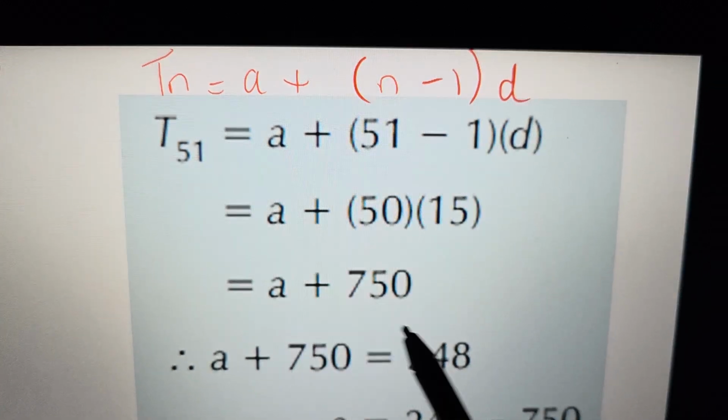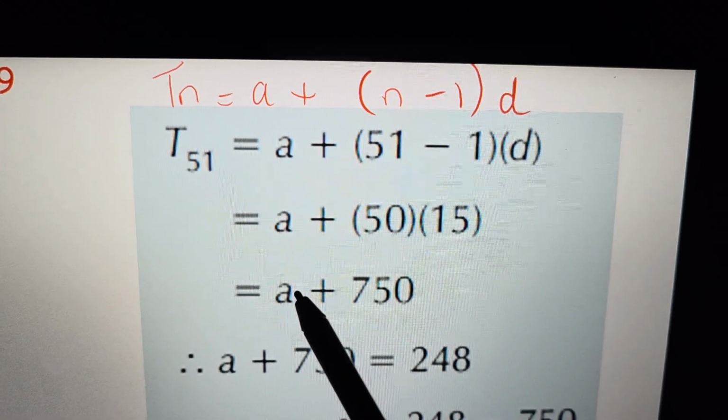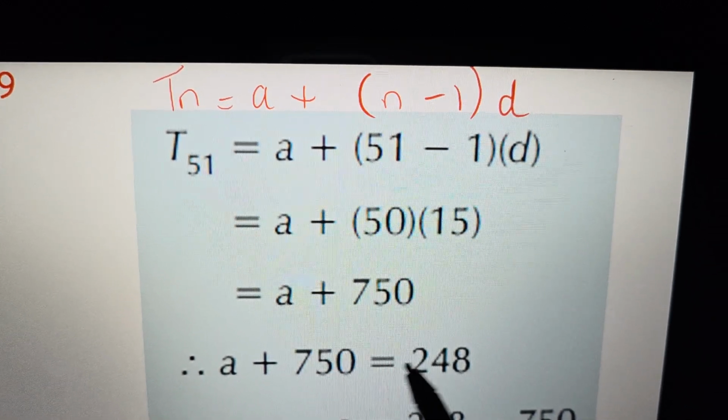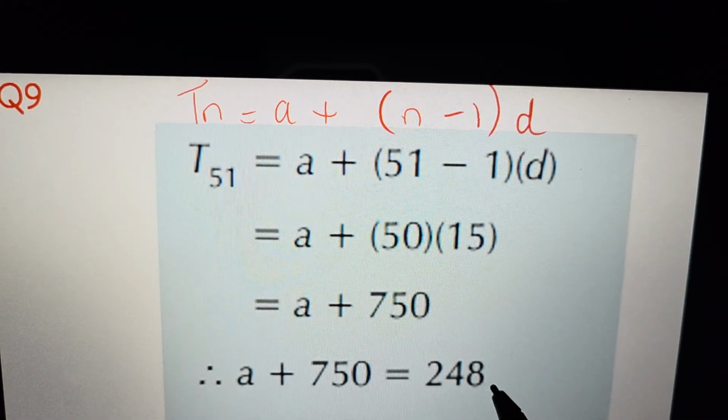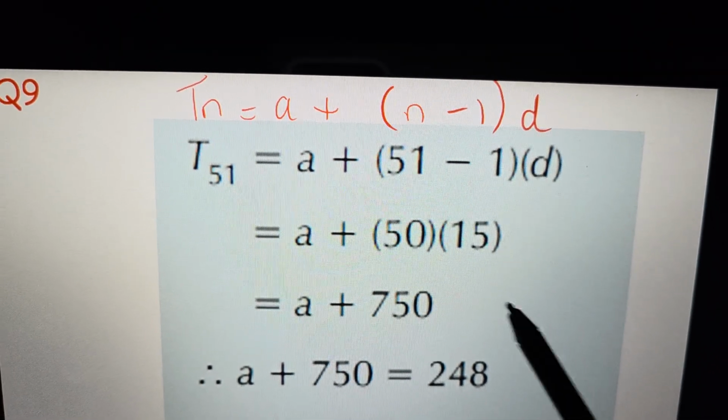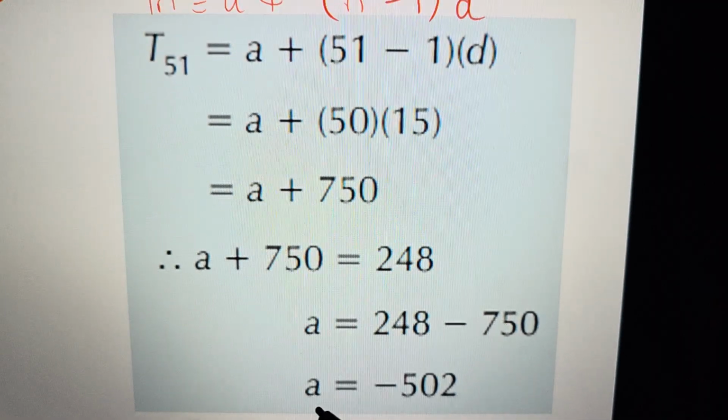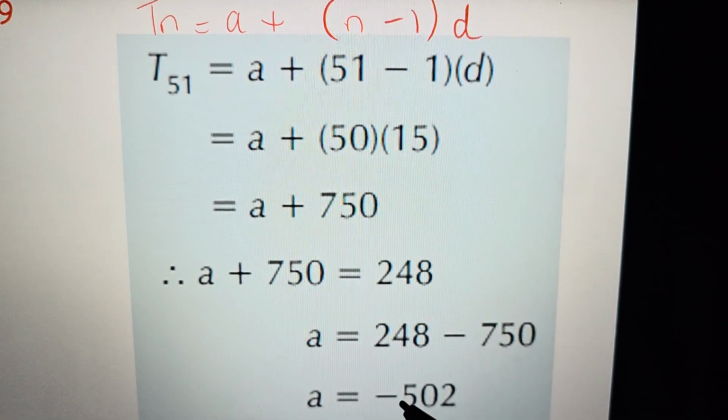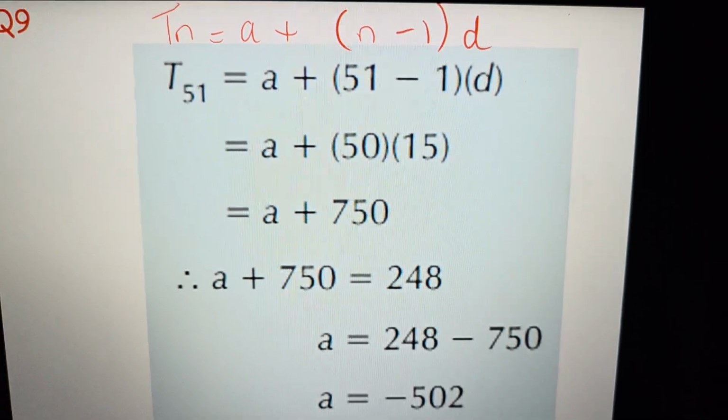But they already told me that term 51 is 248. Therefore, the expression for term 51 should equal the value of term 51, and solve for A. Bring the 750 over and subtract it, and you'll get your value for A as minus 502. So the first term in that sequence was minus 502.